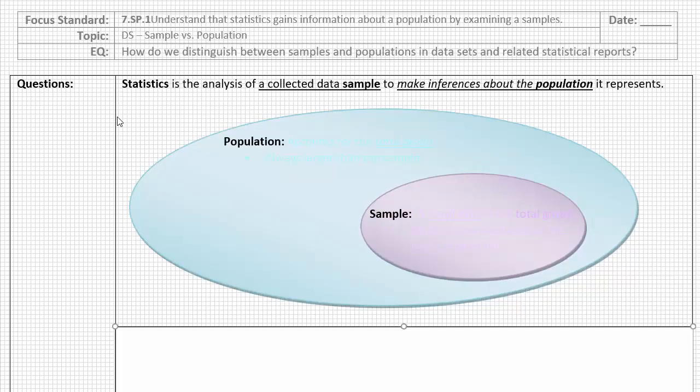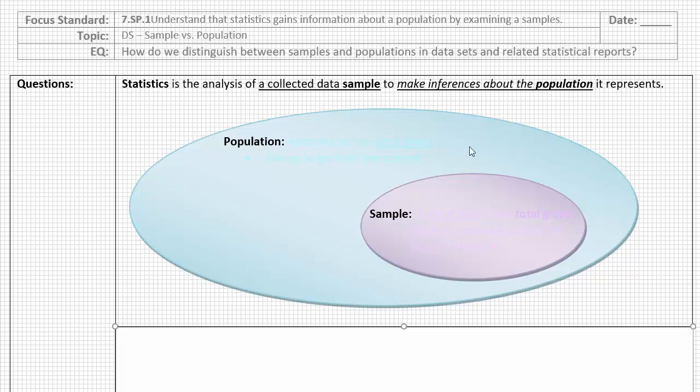As you may have gathered from our introduction so far to data and statistics, statistics is the analysis of a collected data sample to make inferences about the population it represents. So that is the purpose of this branch of mathematics. We collect data on a small sample, and we use that data to make inferences, or conclusions or hypotheses or other decision making about the population at large that sample represents.